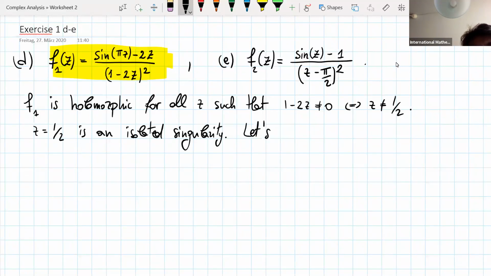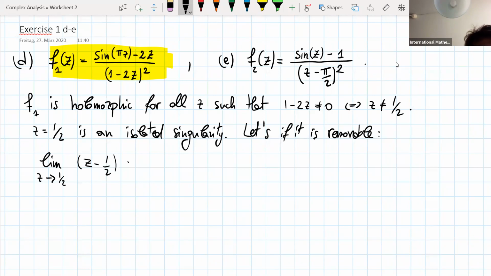So let's see if it is removable. What we have to do is compute the limit as z goes to 1/2 of z minus 1/2 times the function. And here below, I just rewrite this term as z minus 1/2 squared, and then I have 2 squared coming. So it's removable, the singularity, if and only if this limit is 0.